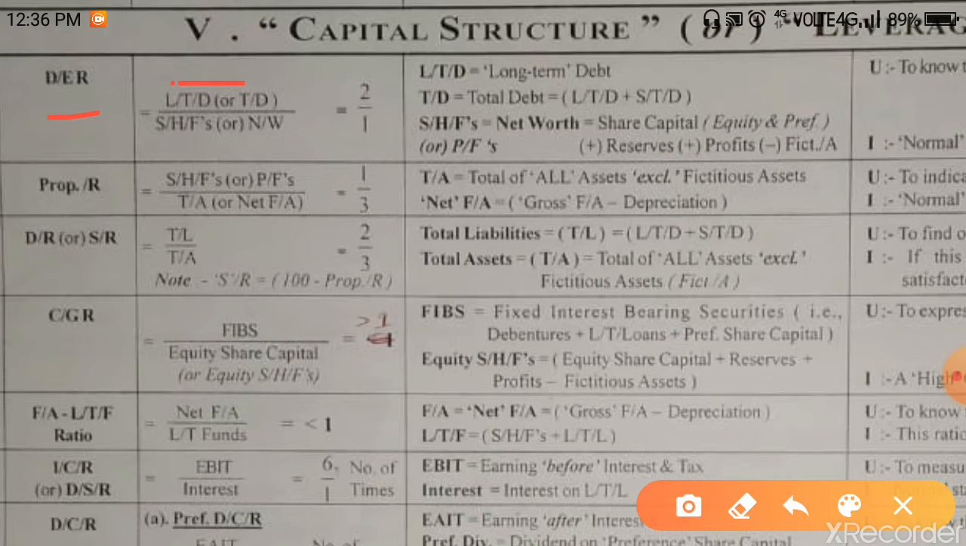Shareholders fund, net worth or proprietary funds is equal to share capital, equity plus preference, plus reserves and surplus plus profit, minus fictitious assets. If you remember the company format balance sheet, under that we have shareholders fund. Shareholders funds include share capital, reserves and surplus. From that you just deduct the fictitious assets.